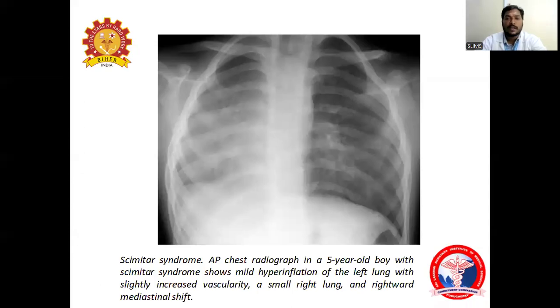This is a chest AP radiograph of a 5-year-old boy with Scimitar syndrome. It shows hyperinflation of the left lung with slightly increased vascularity, as well as a small right lung compared to the left, with rightward mediastinal shift. So when you look at this chest X-ray with the naked eye, it looks like the left lung appears a little bit smaller compared to the right lung, and it is not because of hyperlucency on the left side, it's because of the pathology on the opposite side, that's the right side.